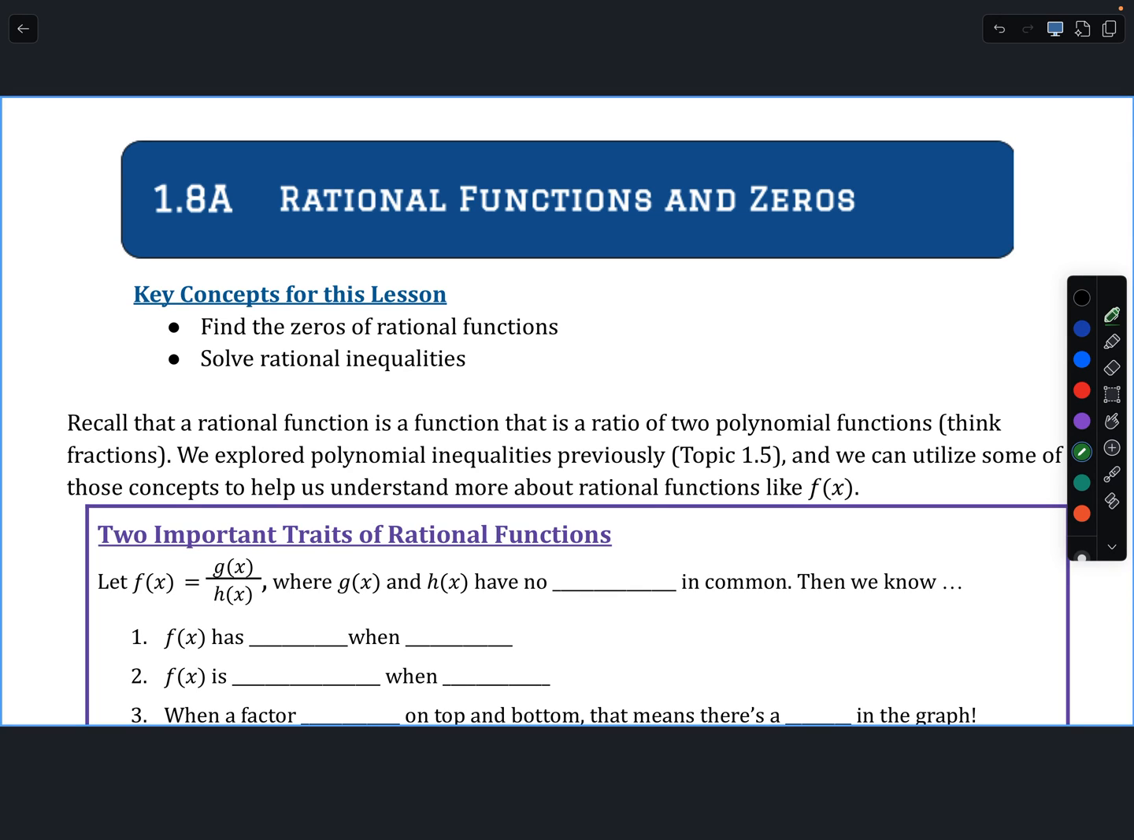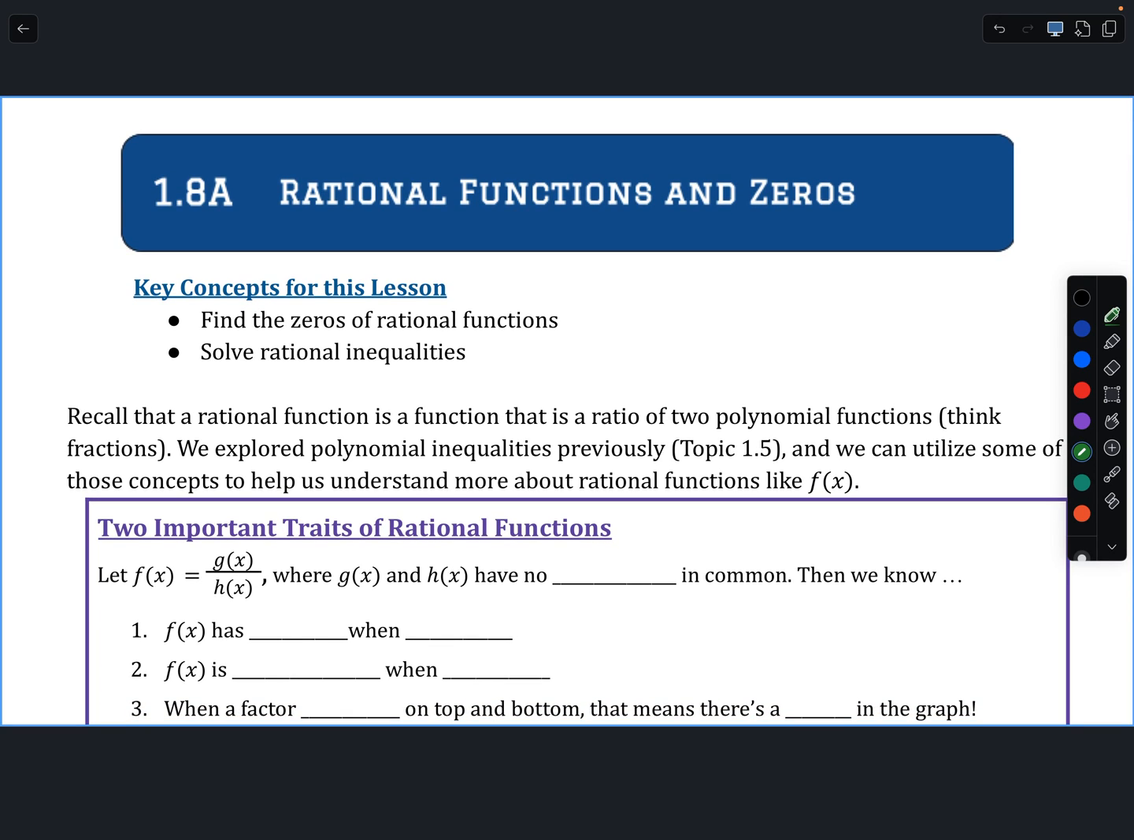So in this lesson, we're going to be finding zeros of rational functions and then also solving rational inequalities.